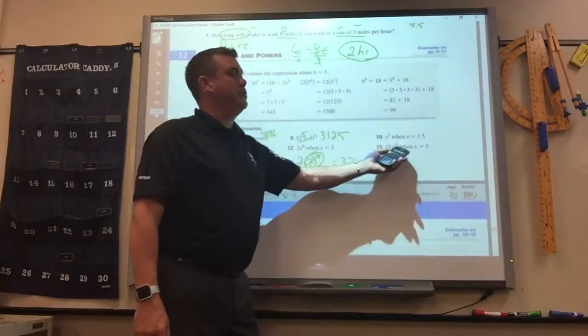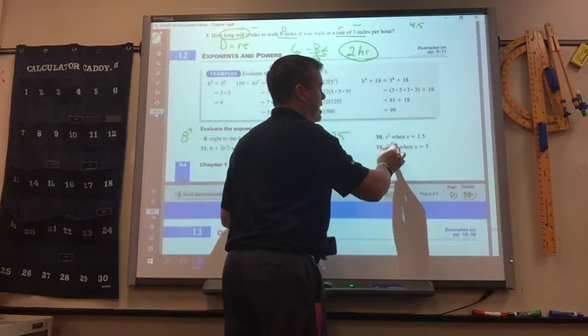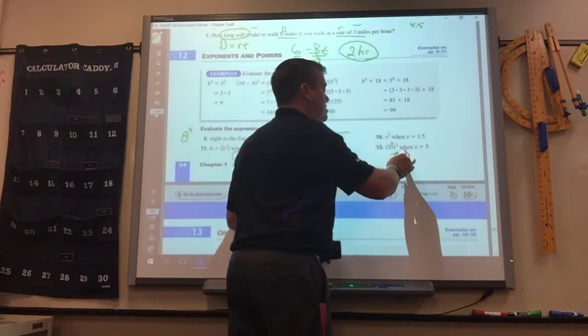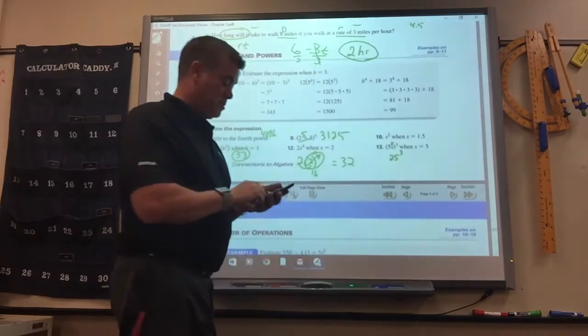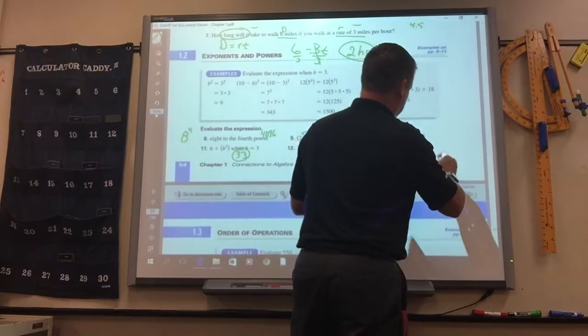This one, you do got to do the parentheses first. You got to take 5x, which is 5 times 5, 25, raised to the third, is 15,625.